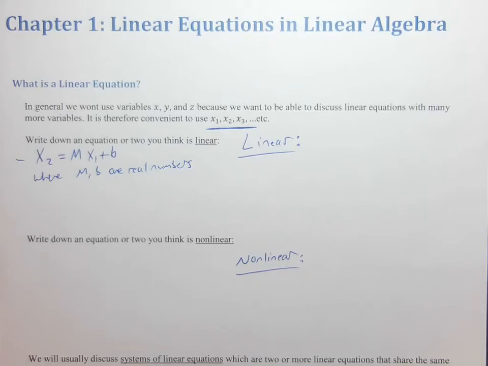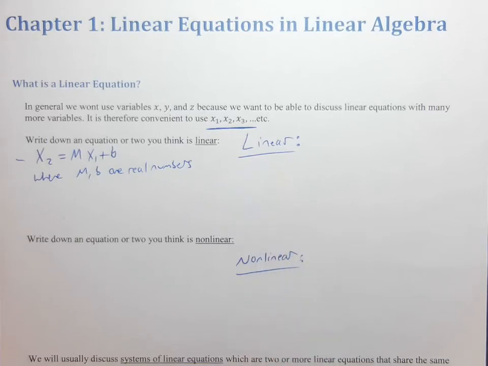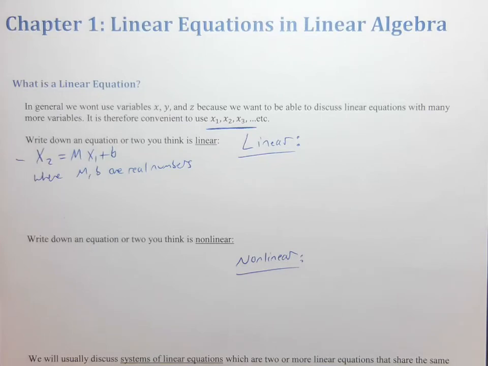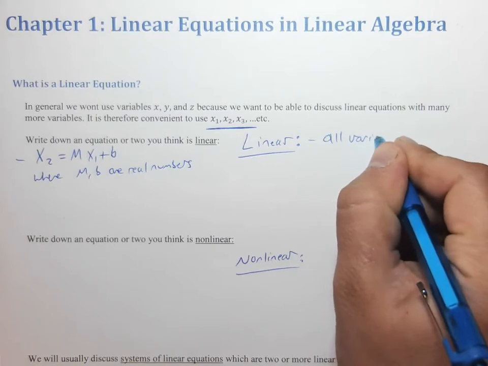But the key thing to keep in mind when we look at this equation and when we write down the definition about what linear is, is that the variables x1 and x2 in that equation have powers of 1, right? So when we think about a linear equation, all the variables should have a power of 1.